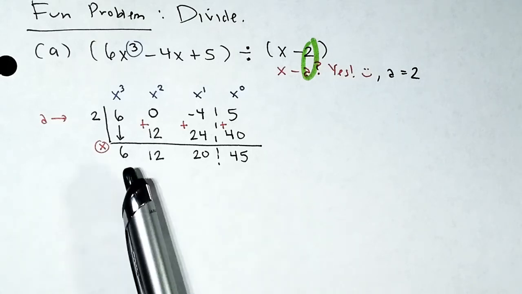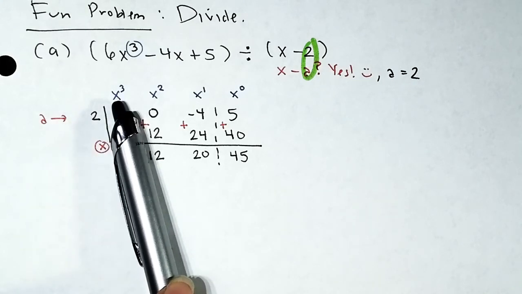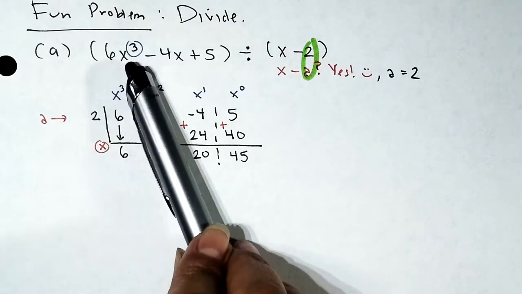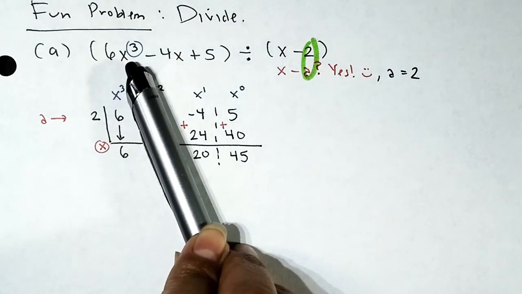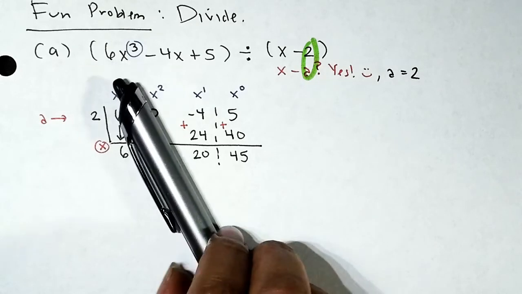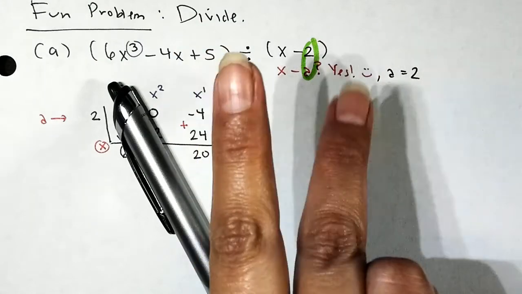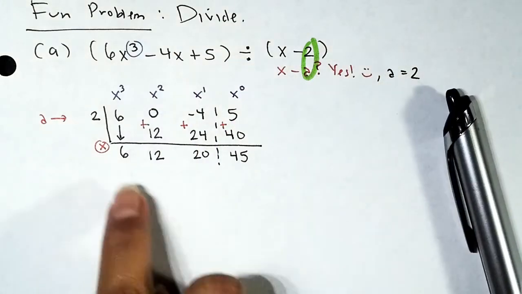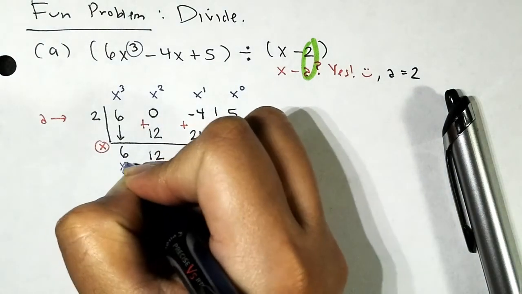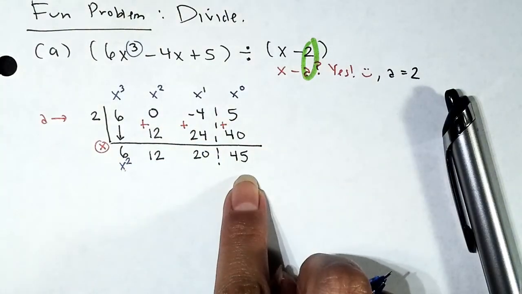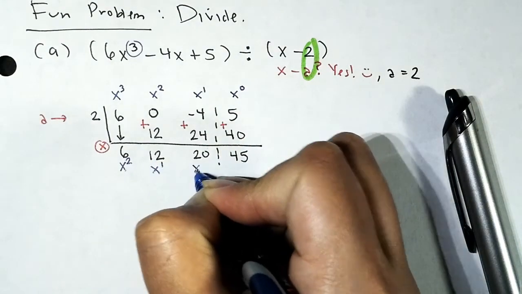Okay, so the degree of our quotient will be 1 less than the degree of the dividend. Since we divided into a degree 3 polynomial, the degree of our answer will be 1 less, which gives us 2. So 6 will be the coefficient of the degree 2 term. And then we keep going down. So we have x to the second, x to the first, constant.